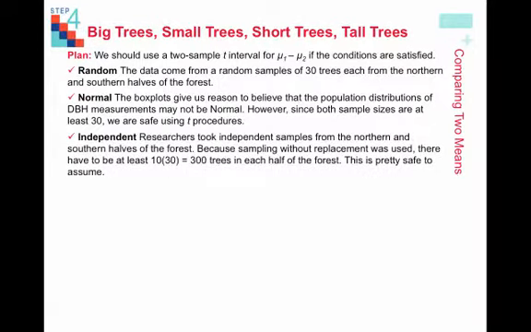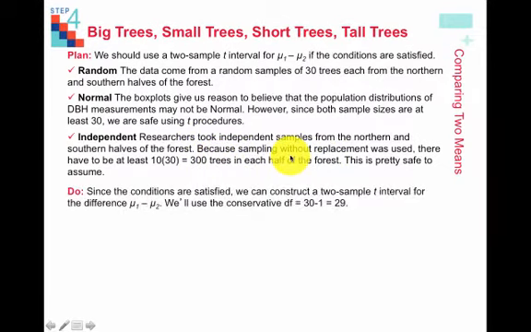Independent: researchers took independent samples from the north and south. Because sampling without replacement was used, we have to check our 10% condition. So it's safe to assume that there are at least 300 trees in each half of the forest. This is a big forest, guys. So our conditions are met, and we're going to use the conservative degrees of freedom of 29. So we're taking our sample size 30, subtracting 1, and since both sample sizes are 30, we don't have to pick which one is smaller. So degrees of freedom 29.